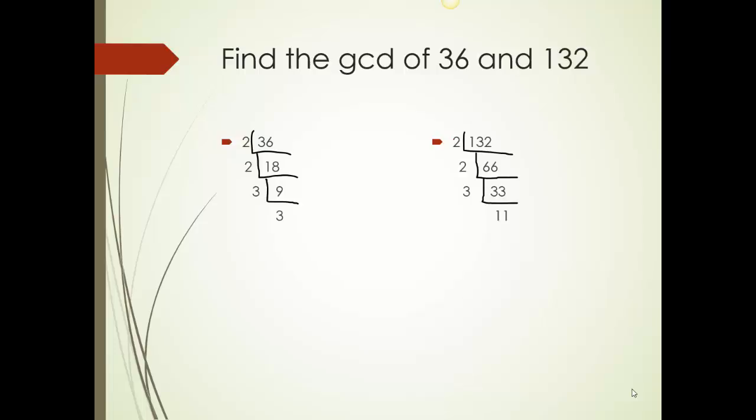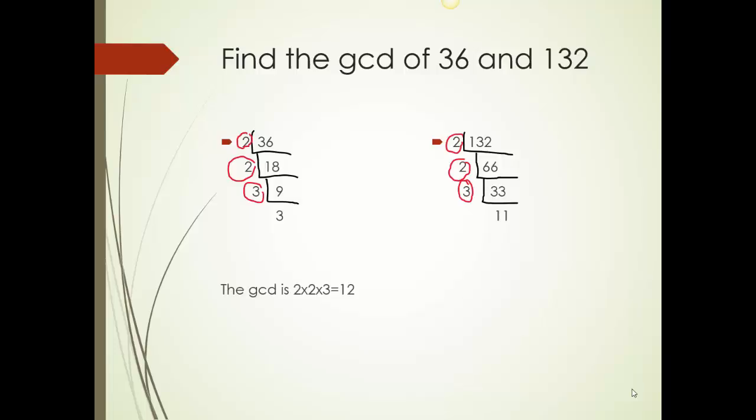Let's try it again. This time I'll use the numbers 36 and 132. So I again want to prime factor these numbers. So the 36, I'll start with 2 again. 2 into 36 gives me 18. I can divide 18 by 2 to get 9. 3 goes into 9 3 times. With 132, I'll also start with 2. I get 66. Dividing by 2, it gives me 33. Dividing by 3, it gives me 11.